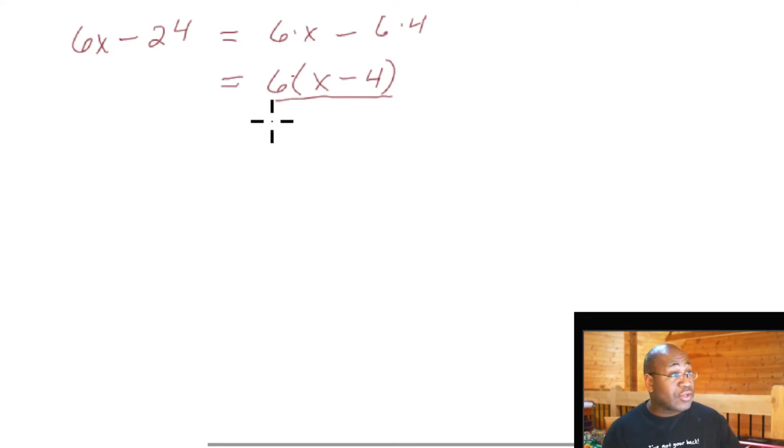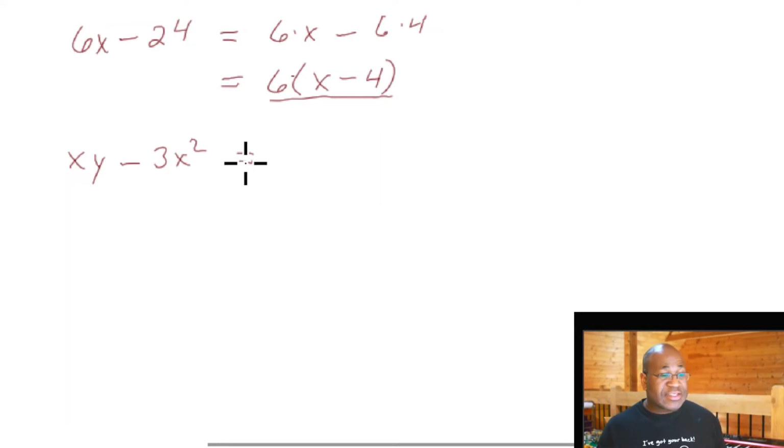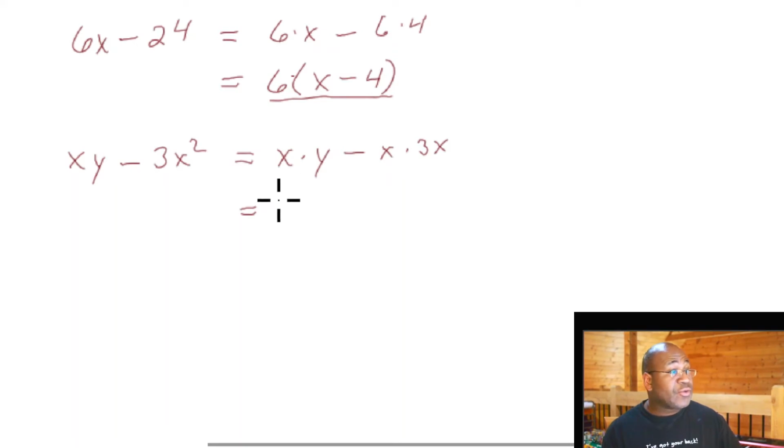Now, common factors can be numbers, or they can also be variables. So for instance, if we have xy minus 3x squared, in this instance, both of these terms have a common factor of x. The first term is x times y. The second term, x times 3x. So extracting that factor, we'll have x times the quantity y minus 3x.